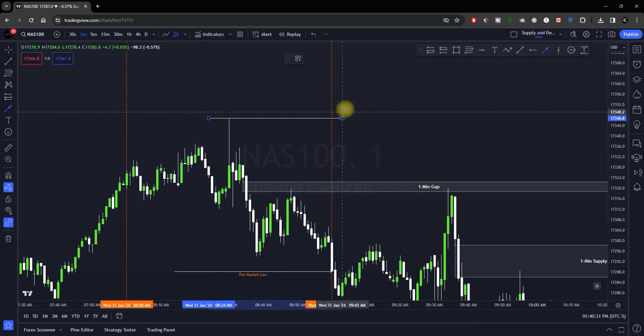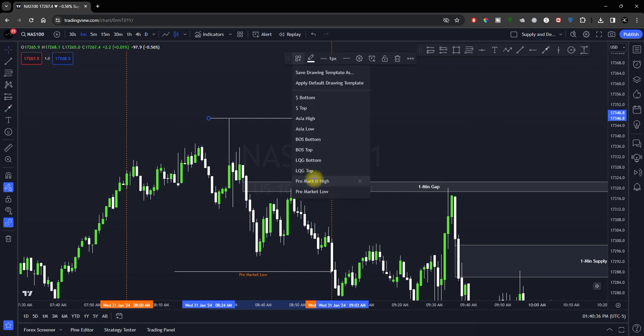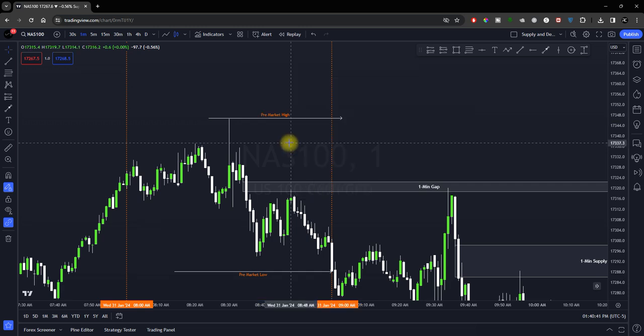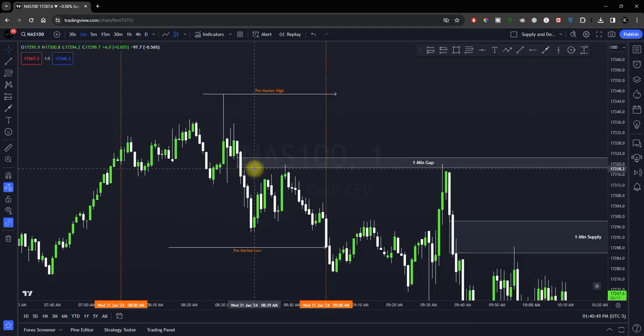A typical pre-market high and low in terms of the stock market is typically from about 8 a.m. to 9:30 a.m. But since I'm trying to get that 9:30 push, I just stop at 9 a.m. and I look for a gap within the 8 and 9 a.m. Push this over so you can see the gap better.